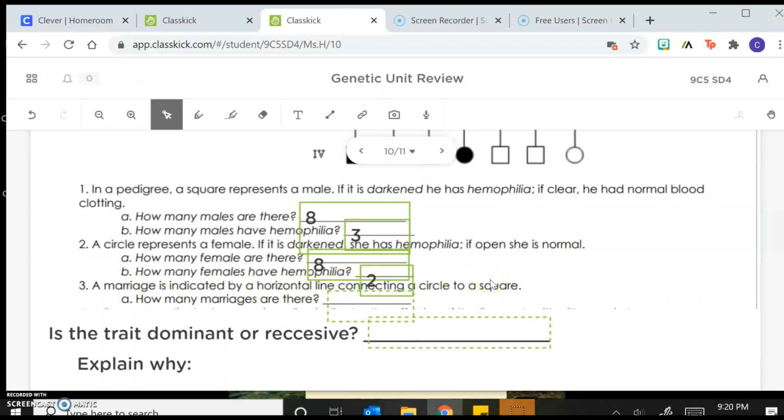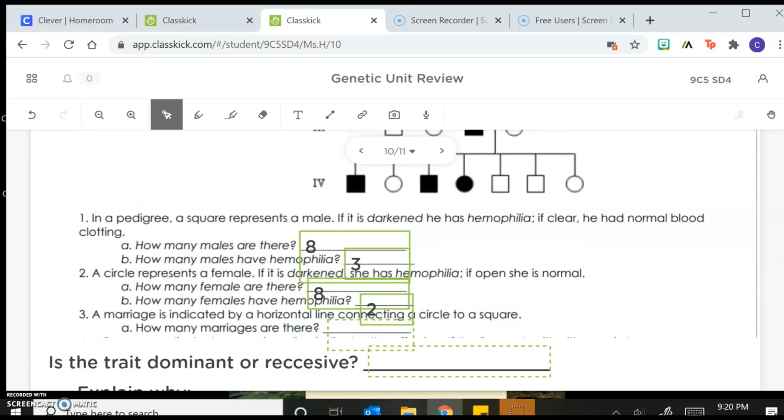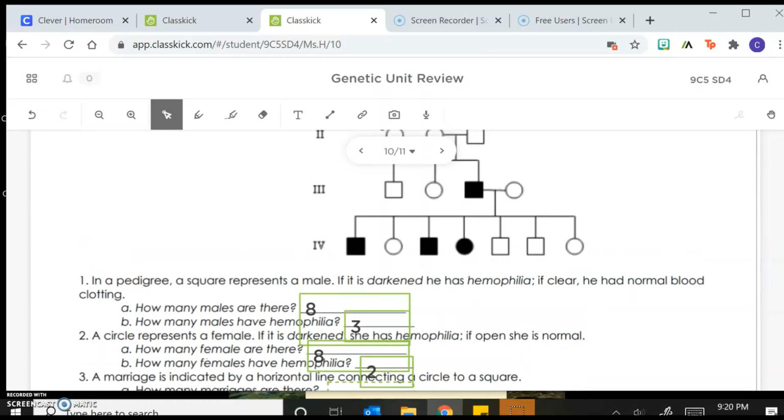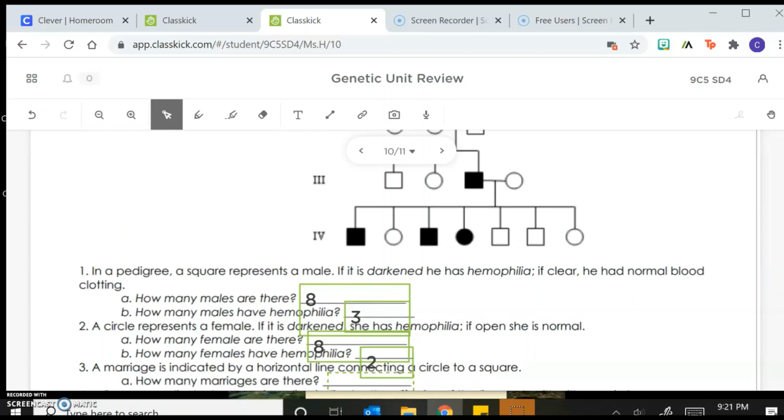Now next it asks, a marriage is indicated by a horizontal line. That means think about the horizon, sunset or sunrise. The horizon is side to side, not up and down. How many marriages are there? So I see, and this says marriages. This should say parents, because this is not a family tree.